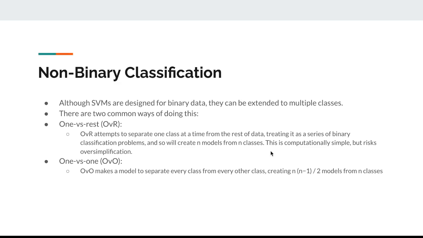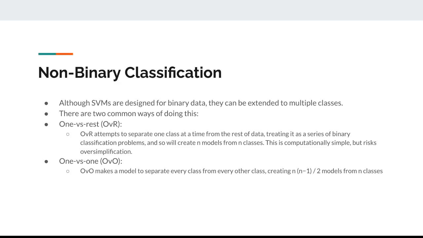Although they can be extended to multiple classes by making some slight changes to how we're using the SVM. So there's two major methods, the one versus rest or OVR method, where we're separating one class at a time from the rest of the data. What this means is if we have four classes, we would treat this as a series of binary classification problems. So we would have one SVM that separates class 1 from class 2, 3, and 4, and another SVM that separates class 2 from classes 1, 3, and 4, and so forth. We're going to create the same amount of models as we have classes.